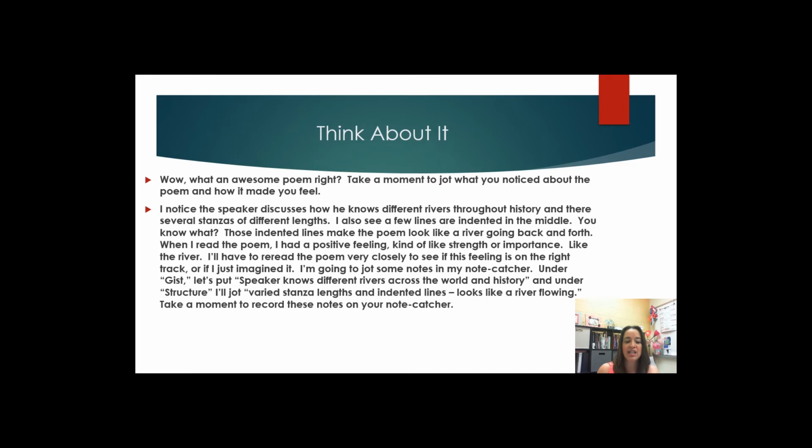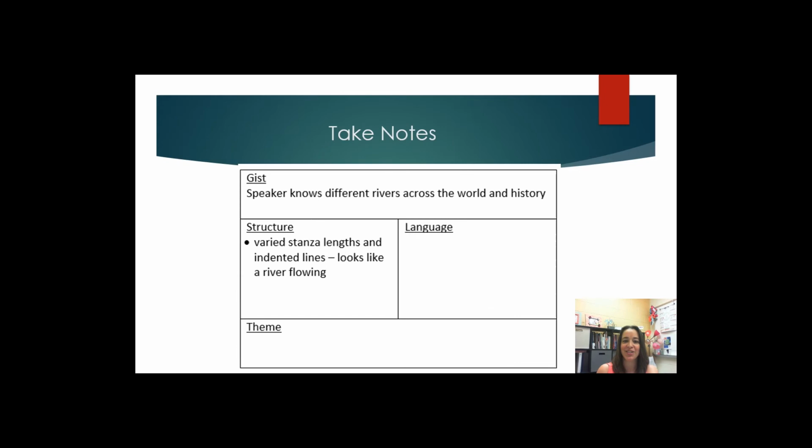Under gist, let's put speaker knows different rivers across the world in history. And under structure, I'll jot varied stanza lengths and indented lines. Looks like a river flowing. Take a moment to record these notes on your note catcher.